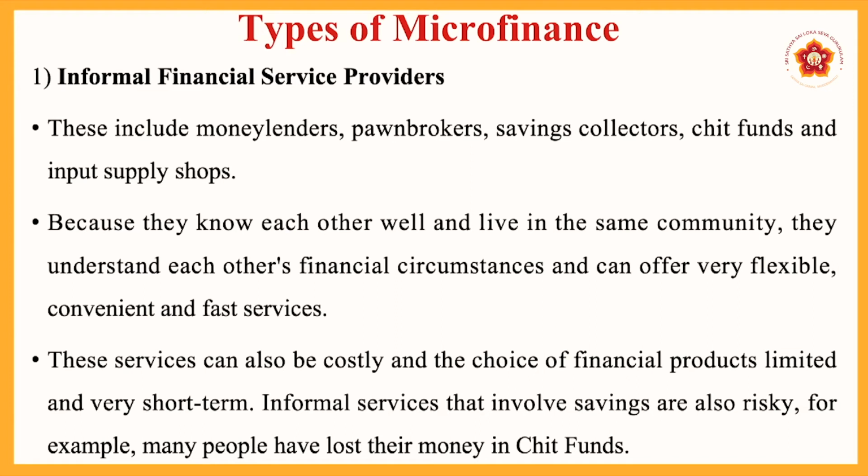So, informal services that involve savings are also risky. For example, many people have lost their money in chit funds. So, this first particular type, which is taking money from private money lenders, can be a bit costly for the poor people, because the terms and conditions are based on the money lender's choice. So, the people have to accept all the terms and conditions given to them. So, it can turn out to be a bit costly, and it can be a bit risky also, and many people are not able to pay back their money or get their share back. For example, what happened in chit funds, the entire money can get lost, and the individual members might not get anything back.